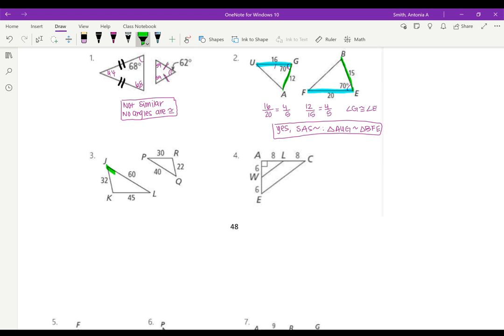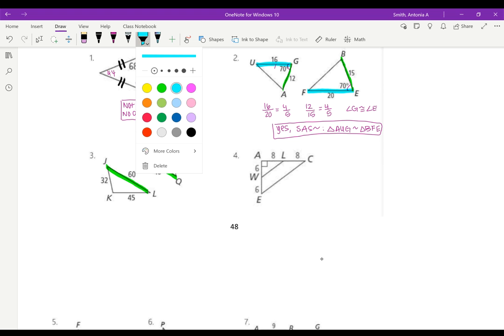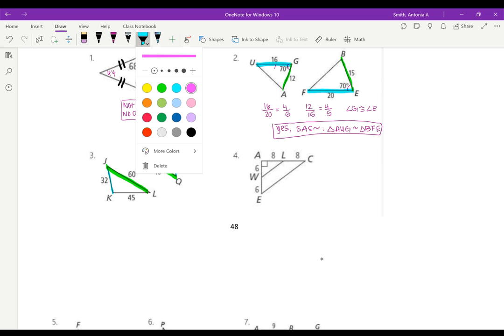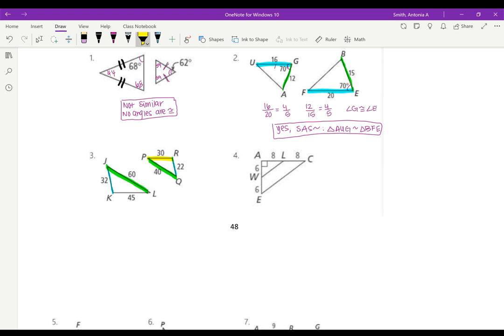So my biggest side here is 60. The biggest side here is 40. Then I have my smallest side is 22. My smallest side is 32. And then 30 and 45 are the middle. So now I want to write my ratios. We have 60 to 40. I want to see, is that going to end up being the same as 45 to 30 and 32 to 22?